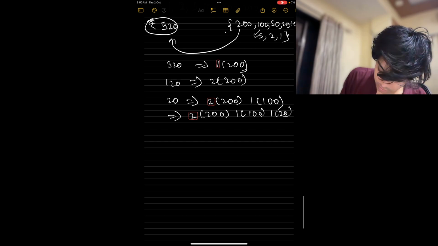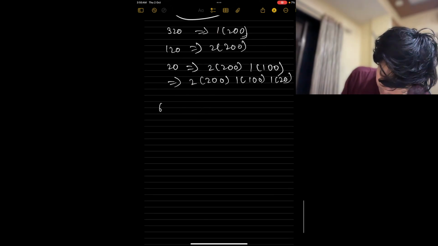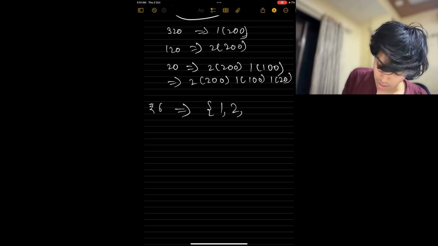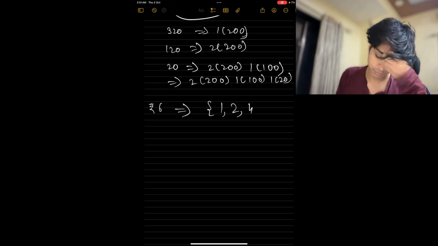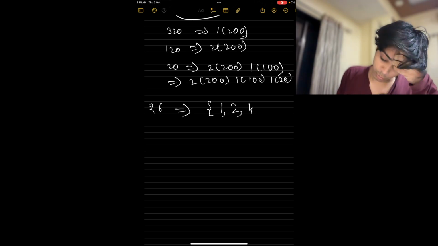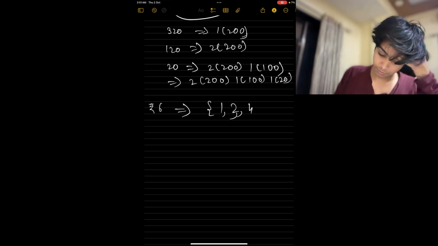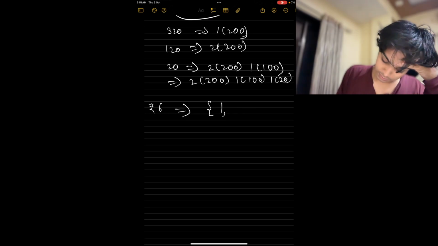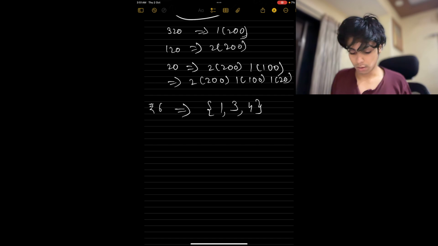If I need 6 rupees and I have coins of 1 rupee, 3 rupee and 4 rupee, so what does the greedy algorithm tell us to do?